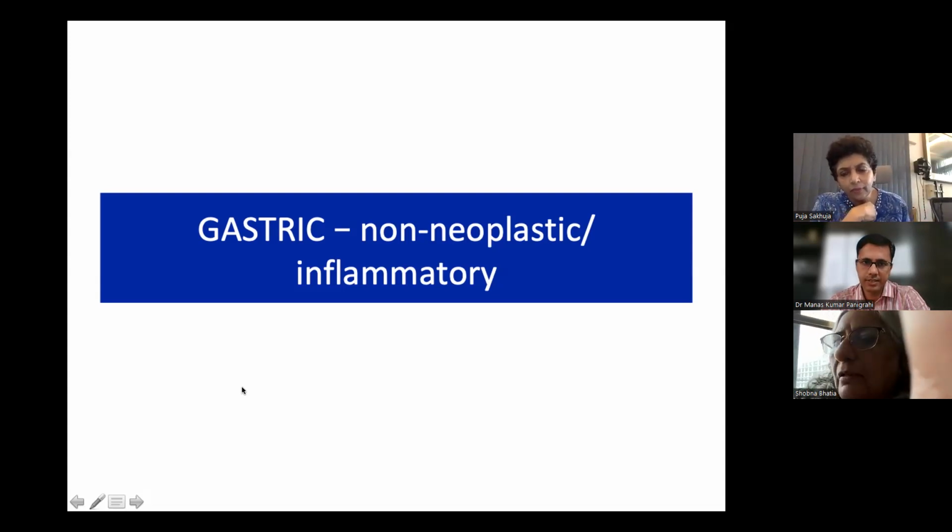Another question is in the chat box from Dr. Patel. So low grade versus high grade dysplasia. Any criteria, or is it subjective to pathologists?